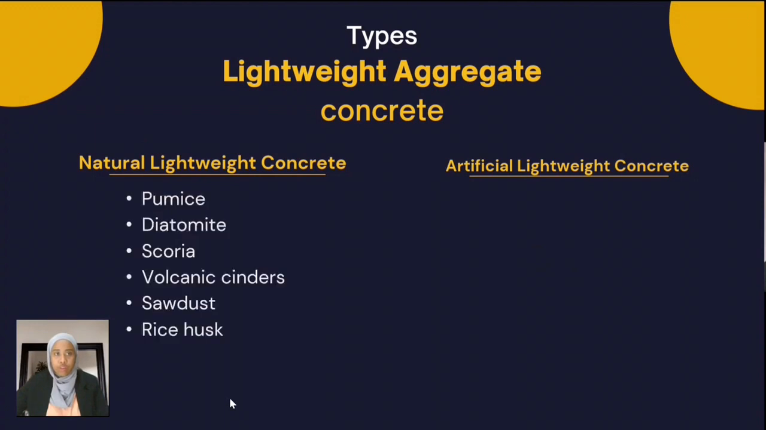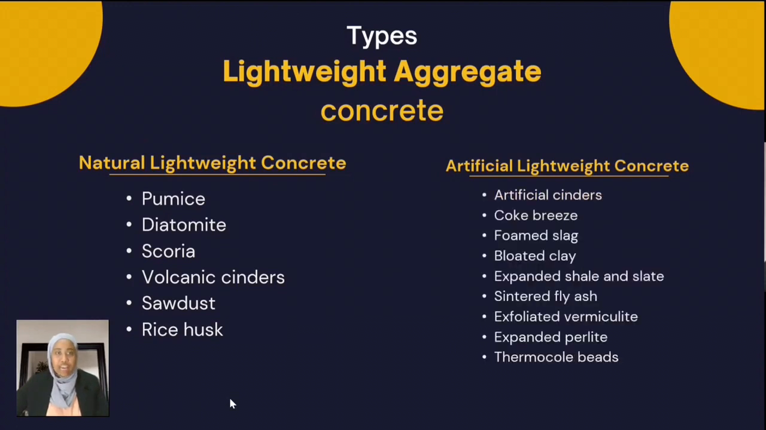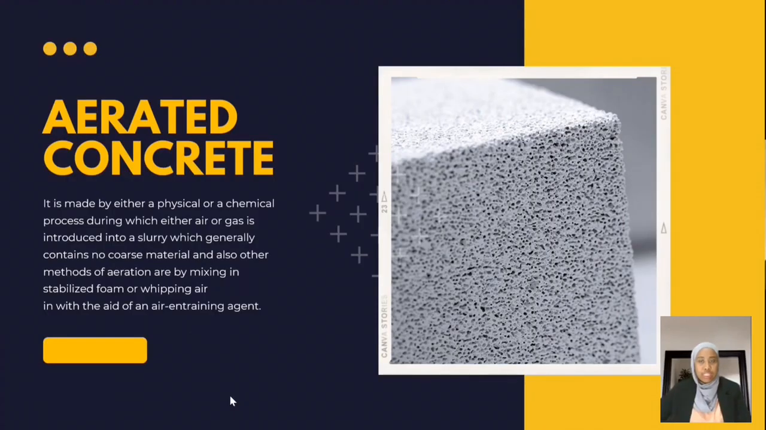Examples of natural lightweight aggregate are pumice, diatomite, scoria, volcanic cinder, sawdust, and also rice husk. Examples of artificial aggregate are cinder, foamed slag, bloated clay, expanded shale, sintered fly ash, exfoliated vermiculite, expanded perlite, and also thermocol. Aerated concrete is made by either a physical or a chemical process during which either air or gas is introduced into a slurry which generally contains no coarse material. Other methods of aeration are by mixing in stabilized foam or whipping air in with the aid of an air-entraining agent.